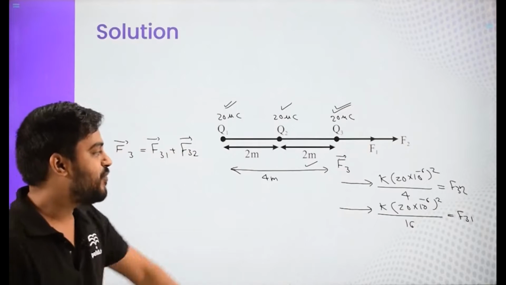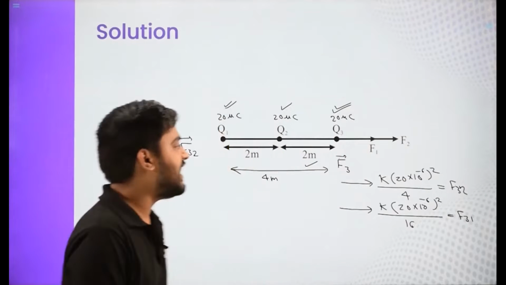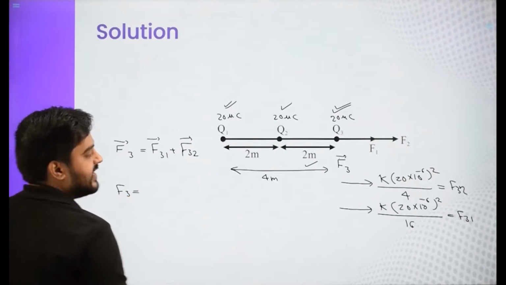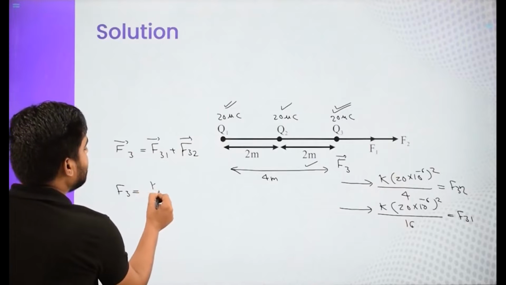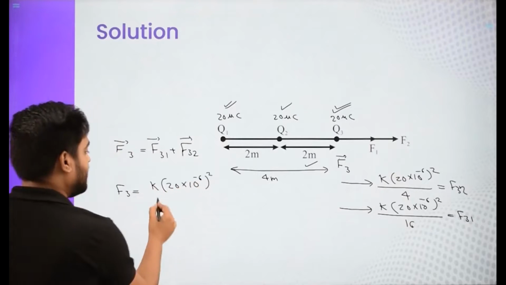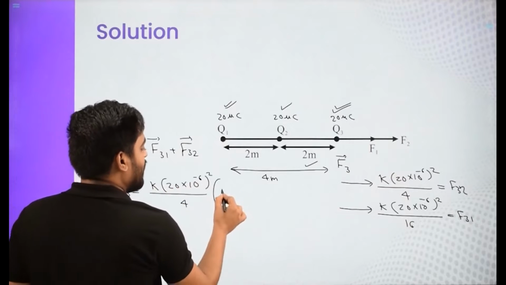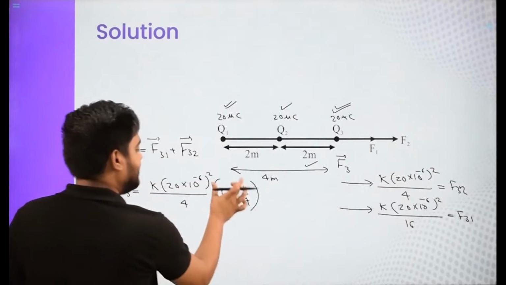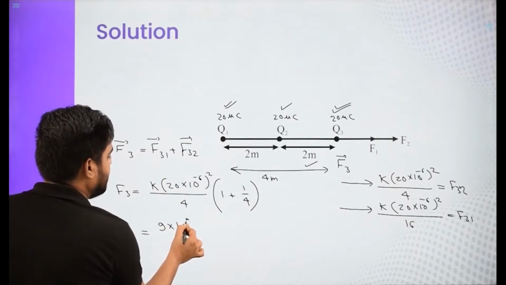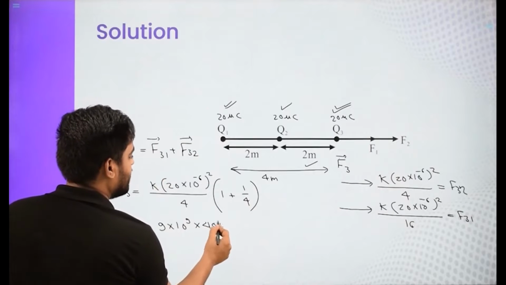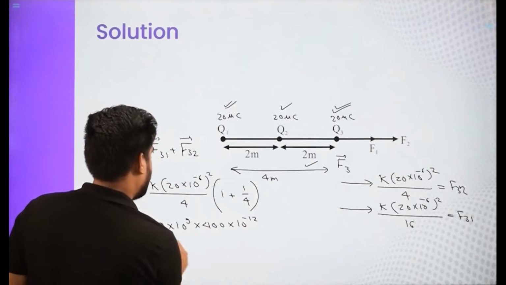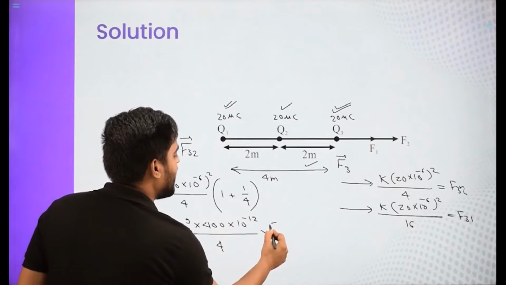And now as you can see, both the forces are in the same direction. So we can basically add both the forces normally. So I'll say force on 3 is nothing but this plus that. And here the K, 20 into 10 raised to power minus 6 whole square, that we can take, in fact divide by 4 we can take common, and it is 1 plus 1 by 4. That gives me 5 by 4. And K value is 9 into 10 raised to power 9. 20 square is 400. 10 raised to power minus 6 square is 10 raised to power minus 12. Divide by 4. And this bracket gives me 5 by 4.